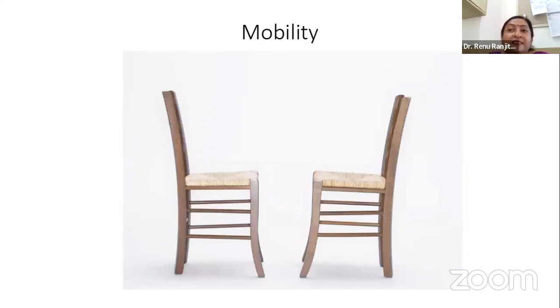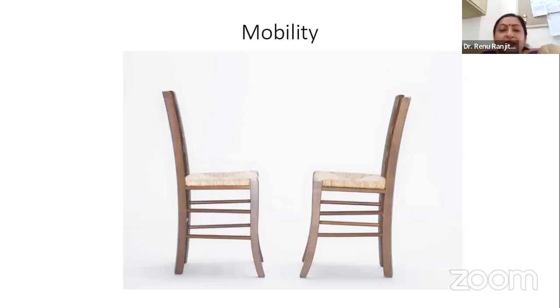There are certain old age people staying alone. They need to go for their regular checkup. They need to go to market or for shopping. They need to walk around. So mobility is very important. We need to understand the mobility problem. So these 2 chairs can tell you in hardly 2-3 minutes whether the patient's mobility is good or not. I grade this mobility test into mild, moderate, and severe. Mild problem, moderate problem, and severe problem.